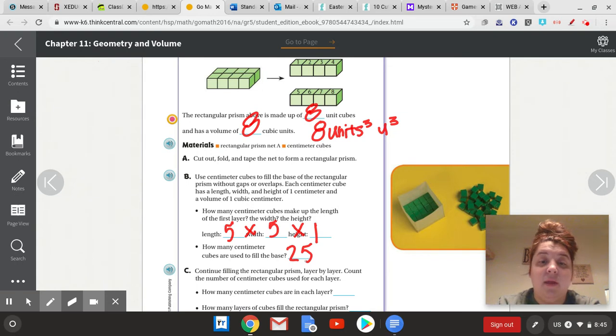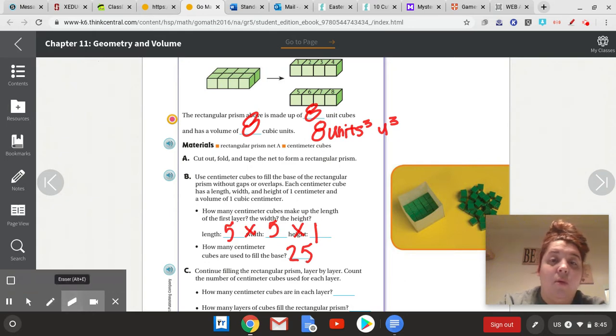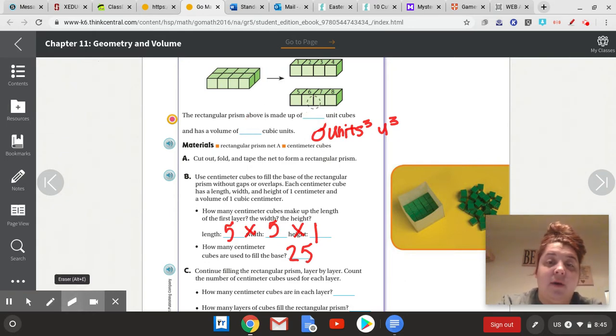So if we continue to fill this rectangular prism layer by layer and count the number of centimeter cubes used to fill it, again, I'm going to give you a scenario so we can figure this out together.